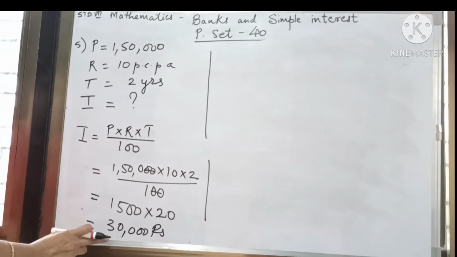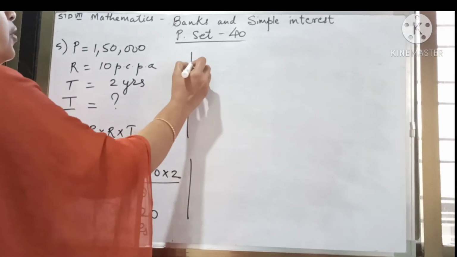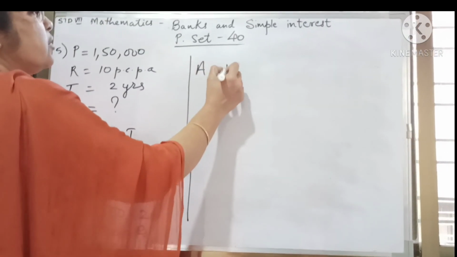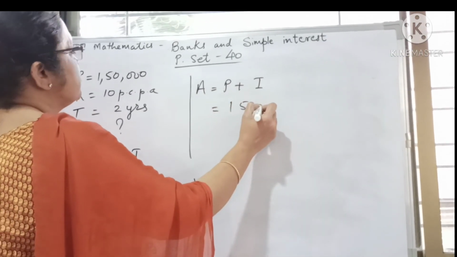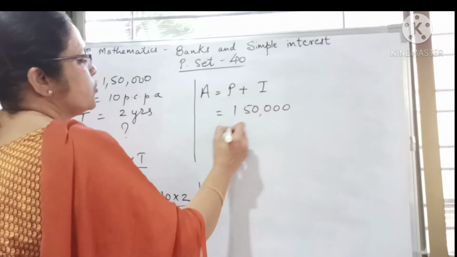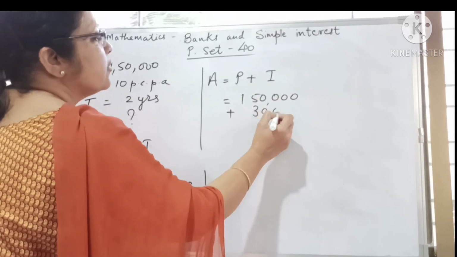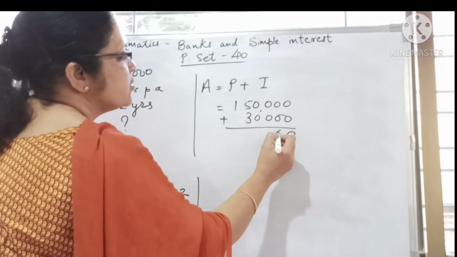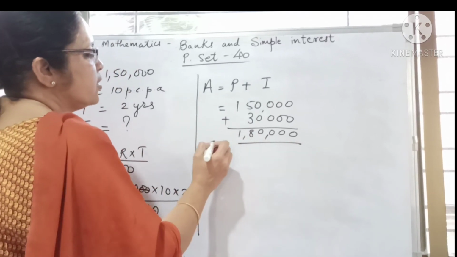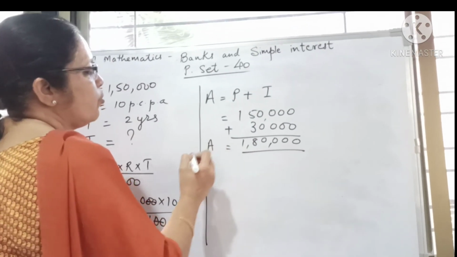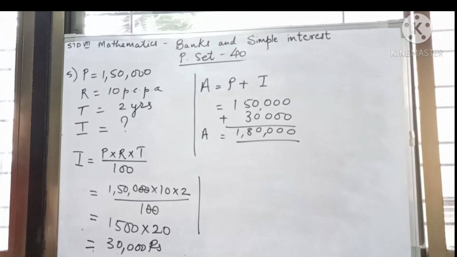Now you got the interest. From this interest you can find out the amount. You know the formula for finding out the amount. Amount is equal to principal plus interest. So principal is 1,50,000. So to this you will add the interest, that is 30,000. So the answer comes 1,80,000 is the amount he will get after 2 years.